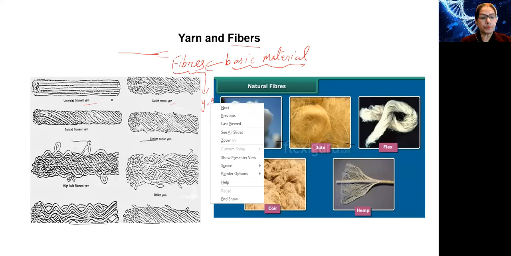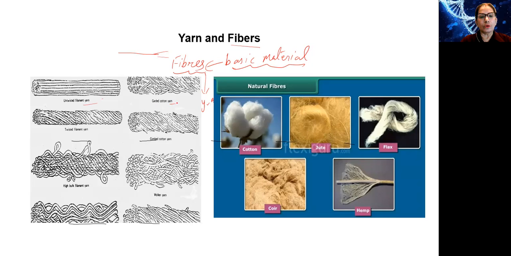So the yarn can be of many types. It may be like this, untwisted yarn, or it may be a cotton yarn, it may be a twisted filament yarn, it may be again another high bulk yarn which will have a lot of fibers which are intertwined. Okay, and then woolen yarn will have some more pores in it. So this way the fibers are converted into yarn.